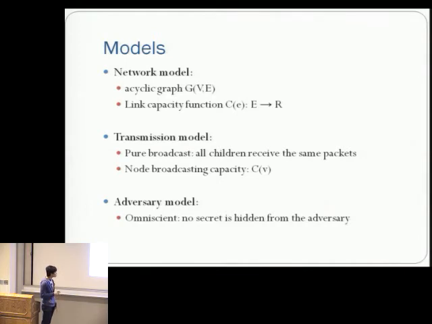Is C_E relevant to the model? Actually, no. This model works. We don't need a pure broadcast model. It can be pure unicast, all the links uncorrelated, or it can be a mixed model. But in this talk, we'll just talk about the broadcasting. You only need to modify one constraint, and then all the results should hold.